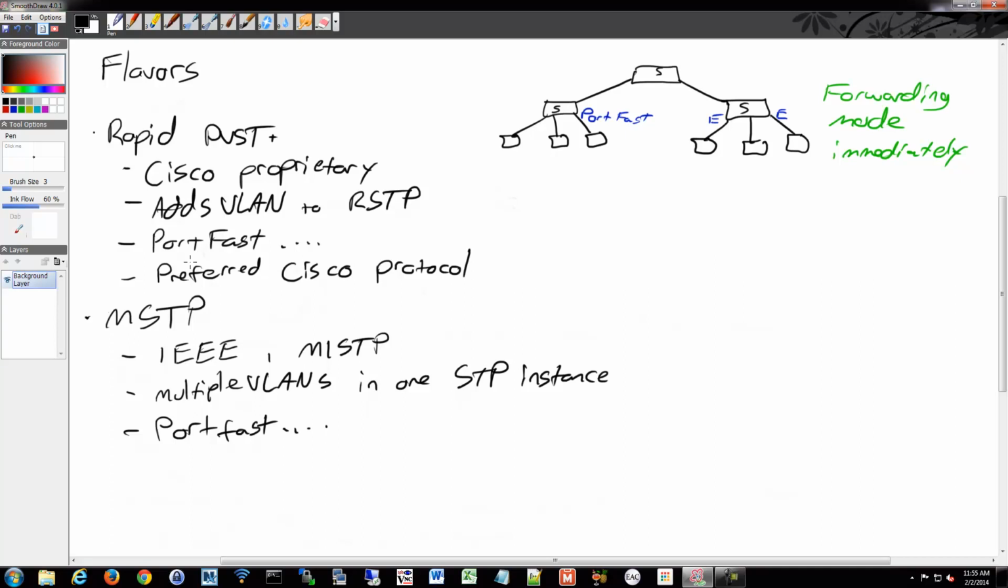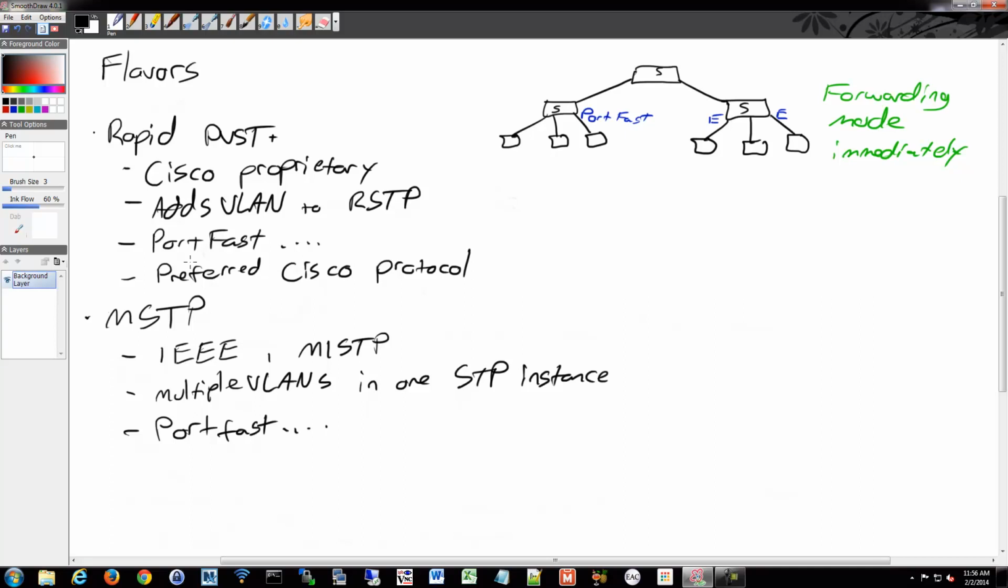There's probably a few more as well. Most likely you'll be seeing RSTP and Rapid PVST out there in the wild, and you might start seeing some of that new 802.1d that's coming out.